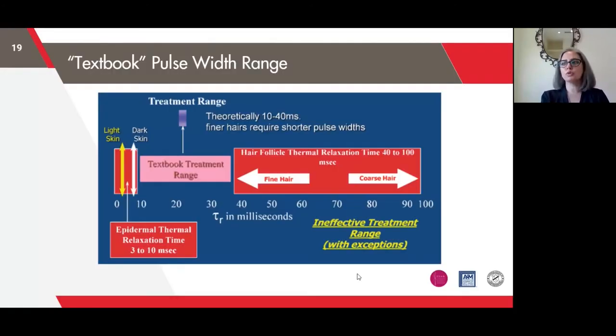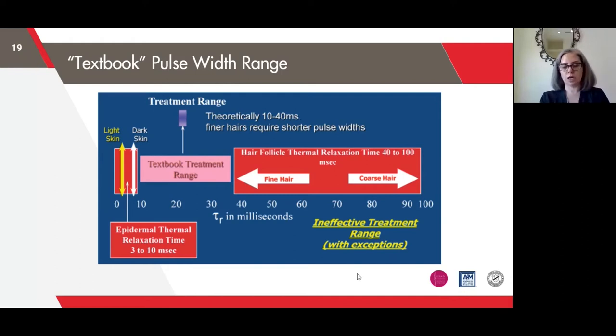Here are the two important structures you have to know. In the epidermis, the thermal relaxation time is 3 to 10 milliseconds. In the hair follicle, the thermal relaxation time is 40 to 100. Hair on the face, if it's light, is approximately 40-50. Hair in the armpit, bikini area, scalp, men's beard, or any dark hair has a thermal relaxation time of 100 or near 100, depending on the color of the hair. That's why you always ask your patient, what is the color of your hair?